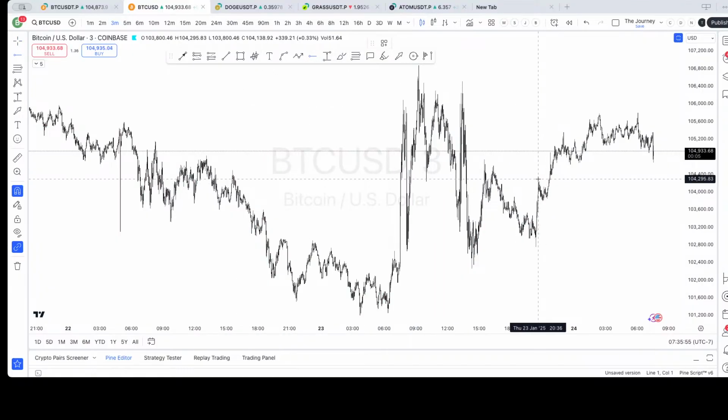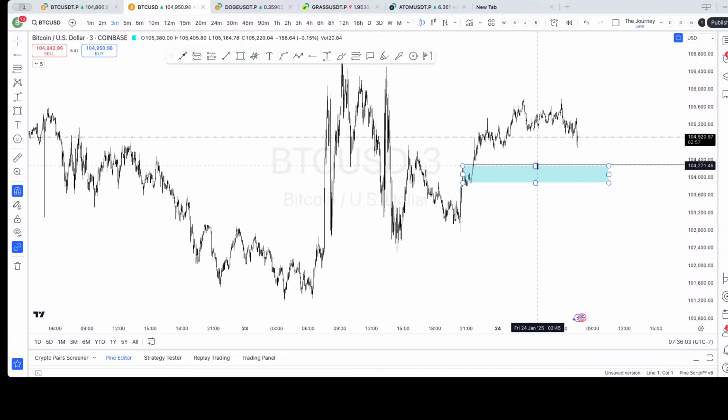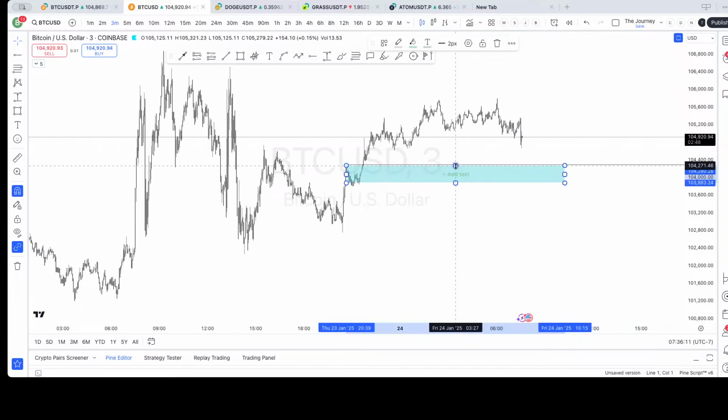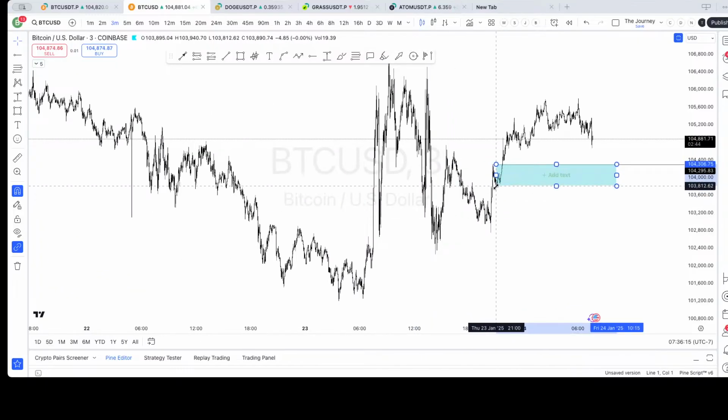Area number one I'm interested in. That's the first area I'm interested in. So we're just gonna get that on the chart really quick, and then I'm gonna talk about some stuff.